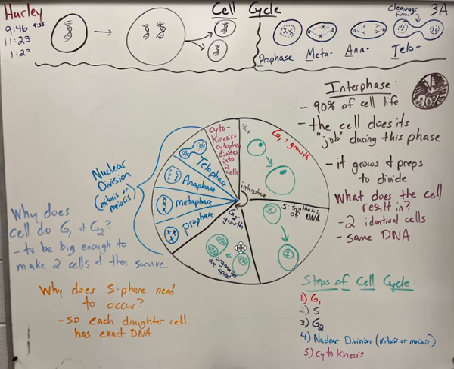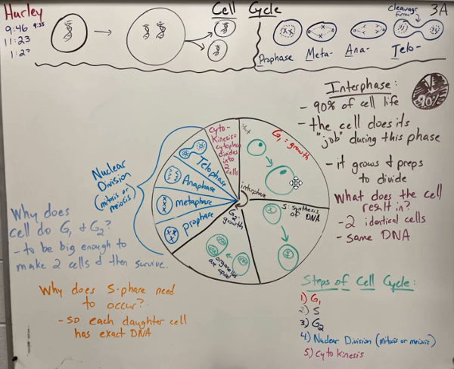And then after that, we will see G2, which is where the cell is going to continue to grow. You might see organelles being copied as well, but it's a growth stage. So we've got G1, S, and G2. Those are all part of interphase. And interphase, again, is where 90% of the life of the cell is happening, in these three. The cell does its job during these phases.